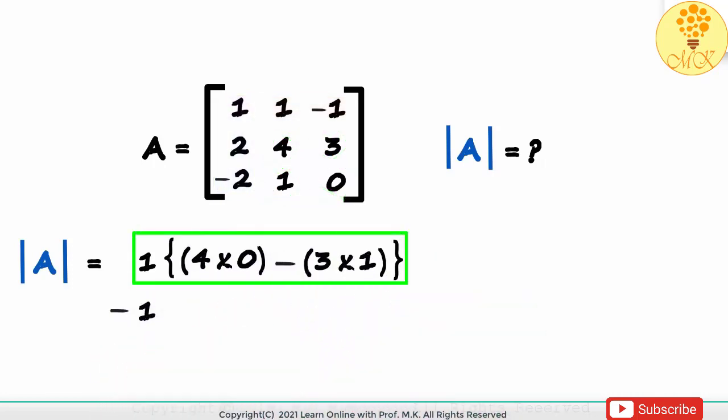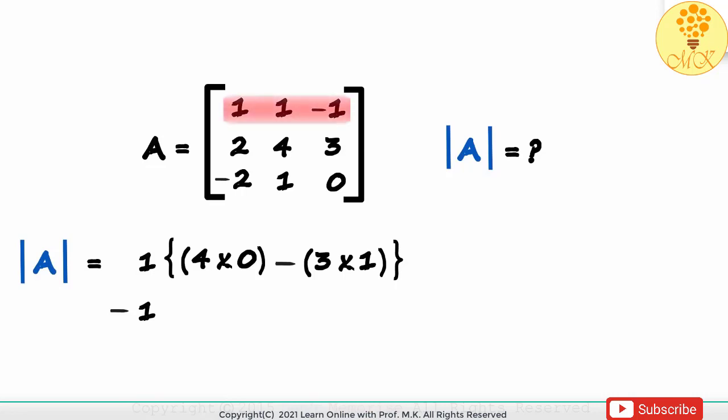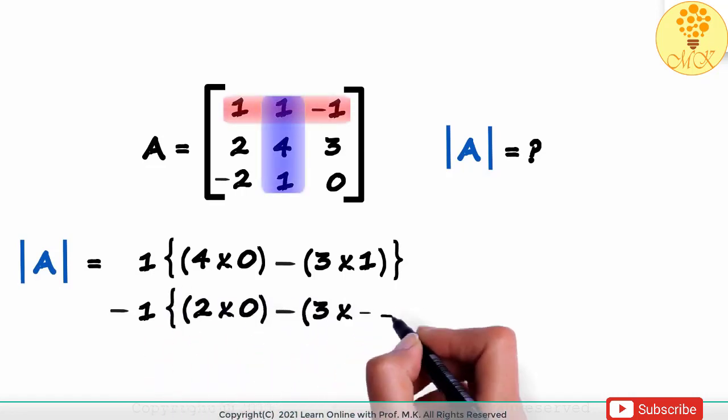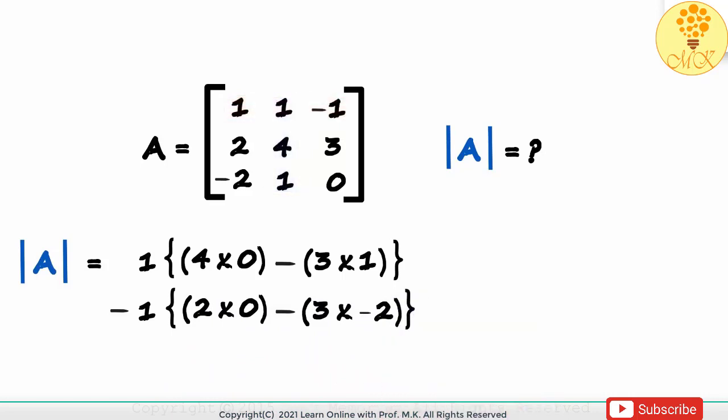From this we subtract the product of this one with the respective determinant, the determinant of what remains after excluding this row and this column: 2 times 0 minus 3 times minus 2. The only element of the first row that remains is minus 1. We add the product of minus 1 with something. Pause the video and find out what we will have here.